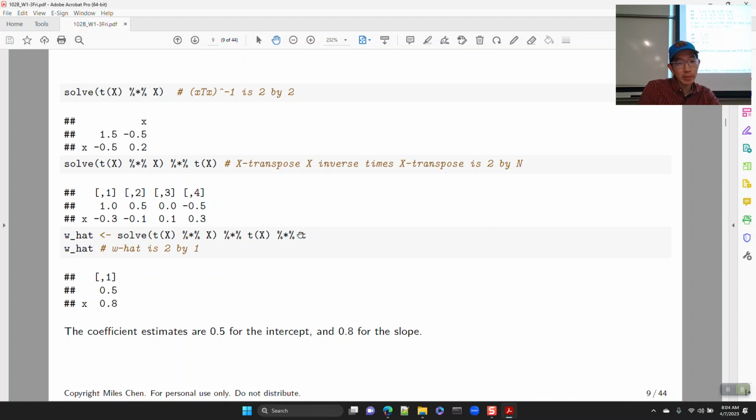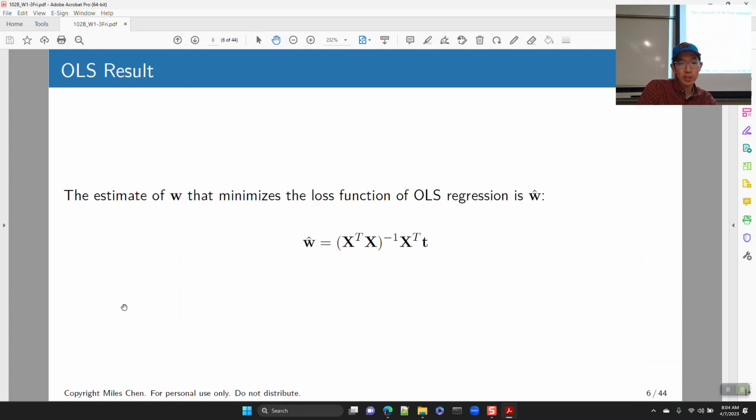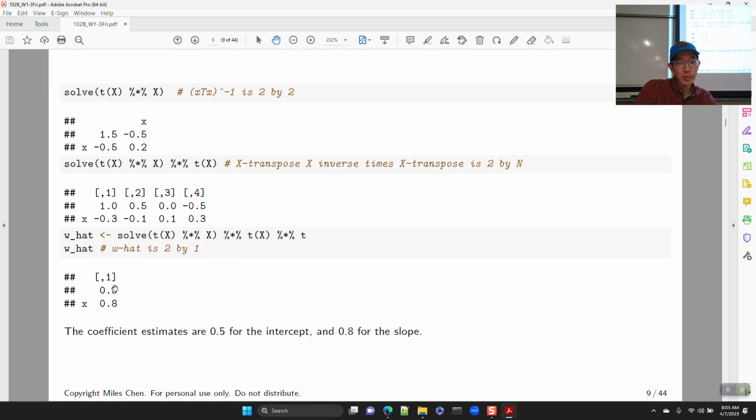If I multiply that by my target values, which has n values in one column, that will reduce it to a 2 by 1, which is equivalent to our W hat. These are the two weights in our W matrix, which would be 0.5 for the intercept and 0.8 for the slope. Working through all of this, X transpose X inverse X transpose T gives me a 2 by 1 thing. Even though I had 4 observations for n, I could have 1,000 observations, and because of the matrix operations it would still boil down to a 2 by 1.